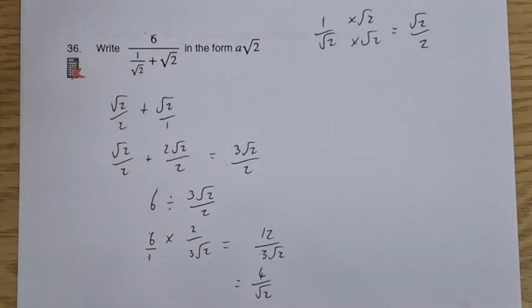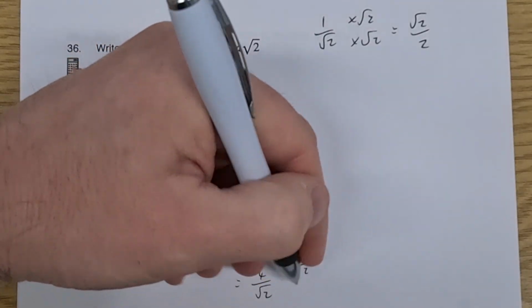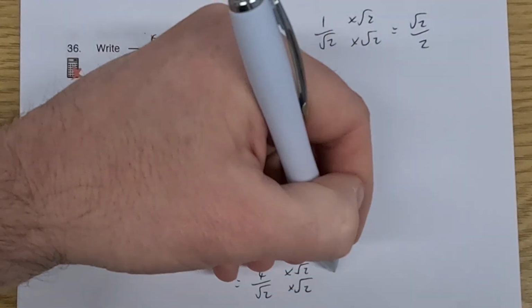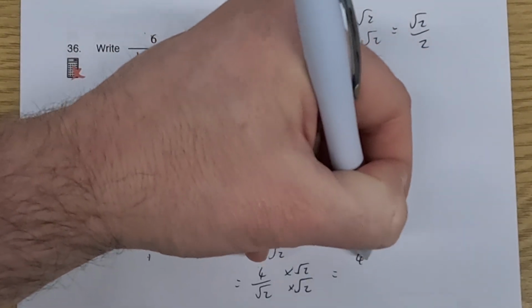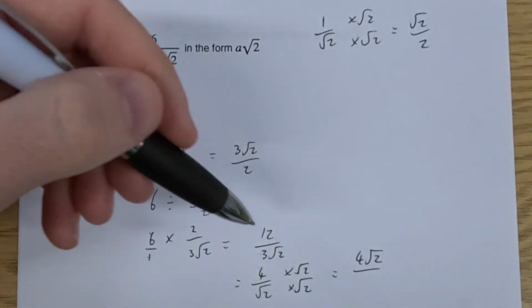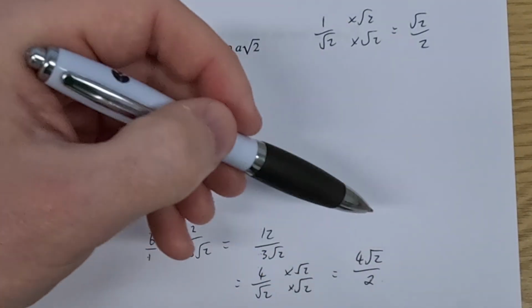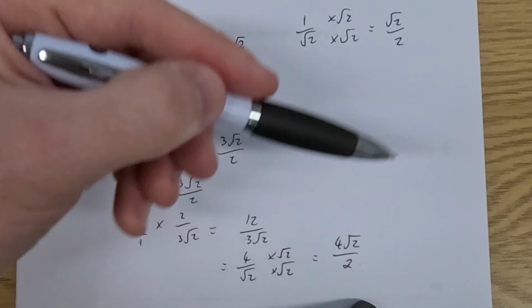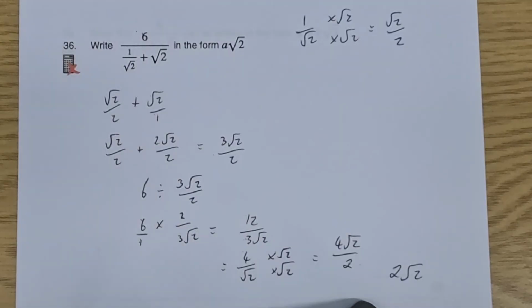root 2. And now finally, we want to write it in the form of a root 2, so let's multiply both the numerator and denominator by root 2. We're rationalising again. So in terms of the numerator, 4 times root 2 is 4 root 2. And in terms of the denominator, root 2 times root 2 is 2. And actually, there's one more thing we can do. 4 lots of root 2 divided by 2 would be 2 lots of root 2. And that's our answer. So a is equal to 2. After all that, we've just got an answer of 2 root 2.